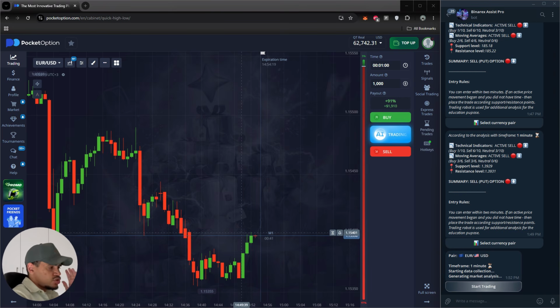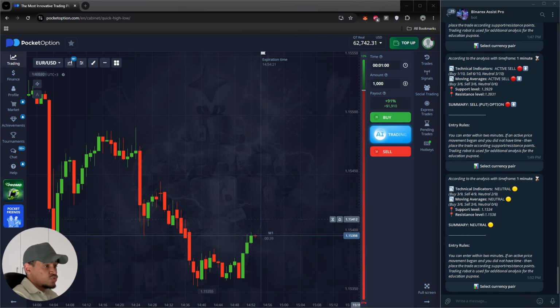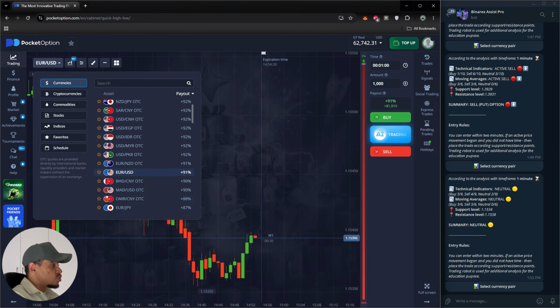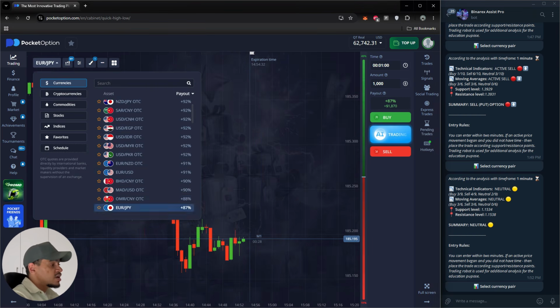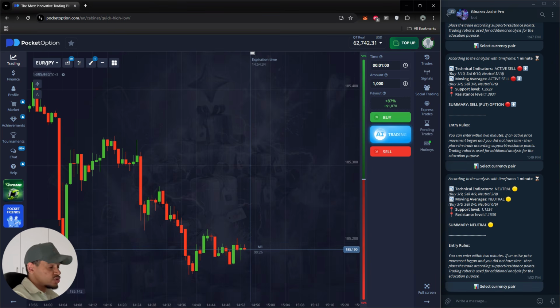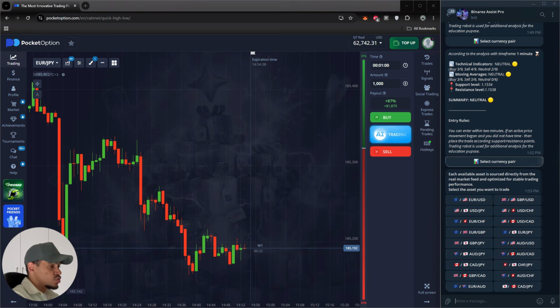And again, the tool does all the analysis for you. You really don't have to do anything. And this right here is where you don't take a trade, right? We get neutral. That means the robot doesn't really know where to go, and it gives you a neutral signal. And this is completely fine. This is also a great signal because you know that you shouldn't be placing any trades on this chart.